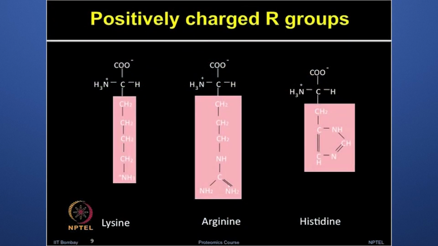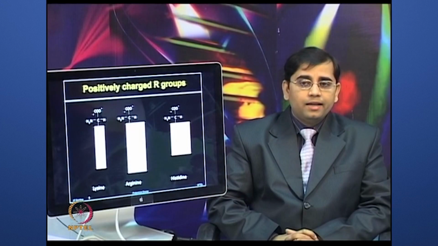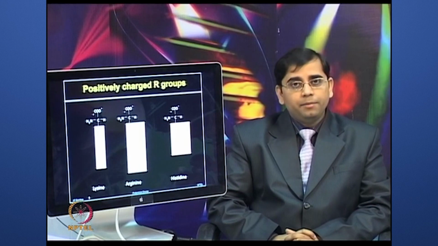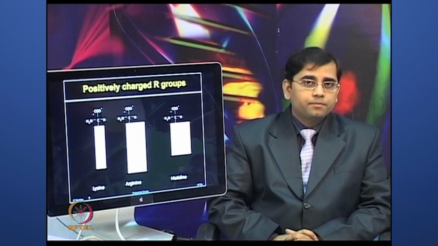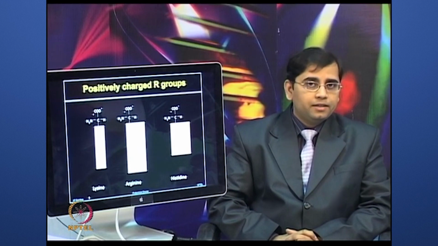Three amino acids are here: lysine, arginine and histidine. Lysine is a base, it contains the primary amino group, whereas arginine contains a guanidinium group. Histidine has a functional imidazole group, which is an aromatic ring that can be positively charged. Histidine plays a very critical role in many enzymatic activities.